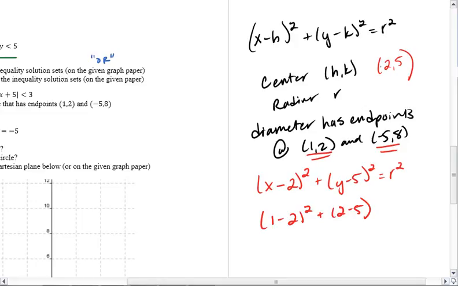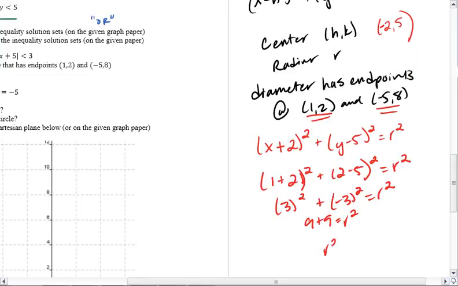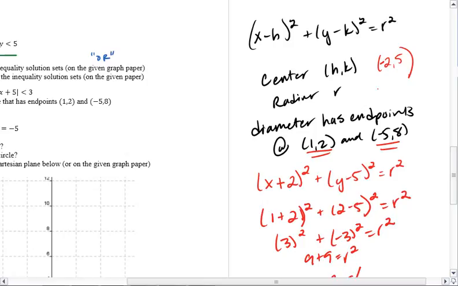sorry, I forgot this is an ordered pair of negative 2, 5, meaning our x value is a positive 2. Okay, now that we've made that little correction, we get 1 plus 2 squared plus 2 minus 5 squared equals r squared. So 3 squared plus negative 3 squared equals r squared. 9 plus 9 equals r squared, meaning r squared equals 18. So our radius is the square root of 18, or we can say that r squared equals 18.